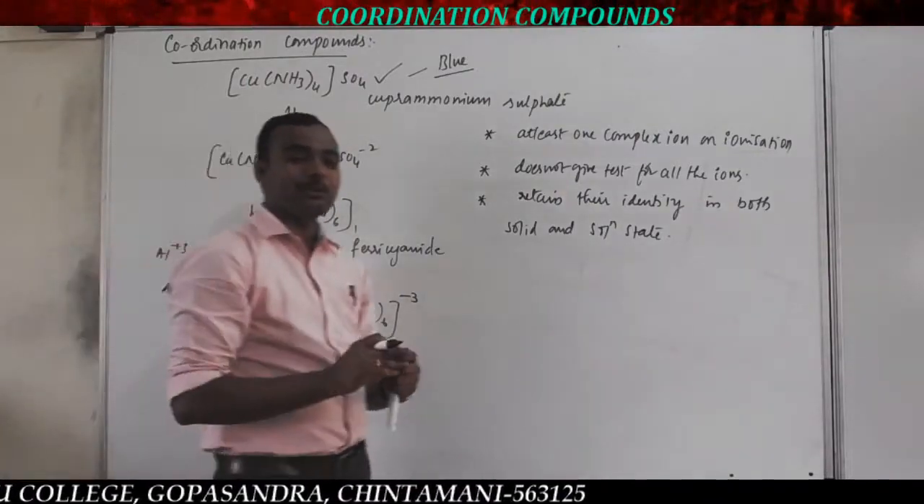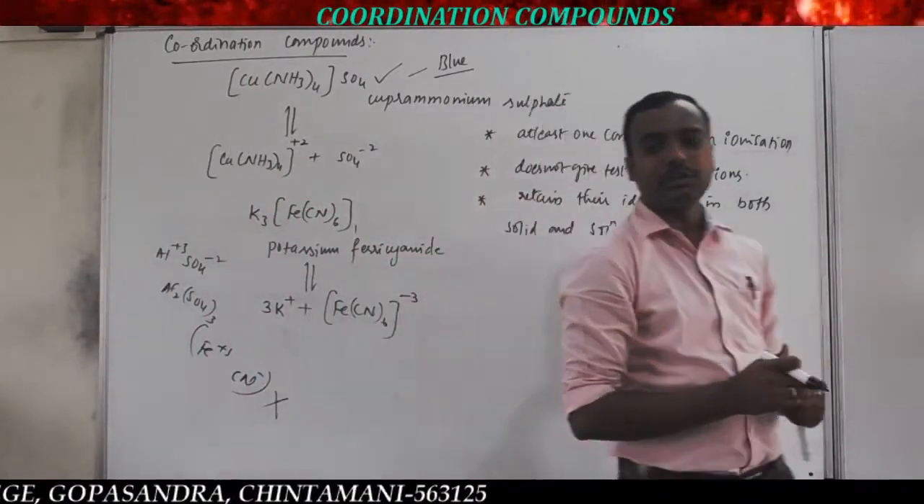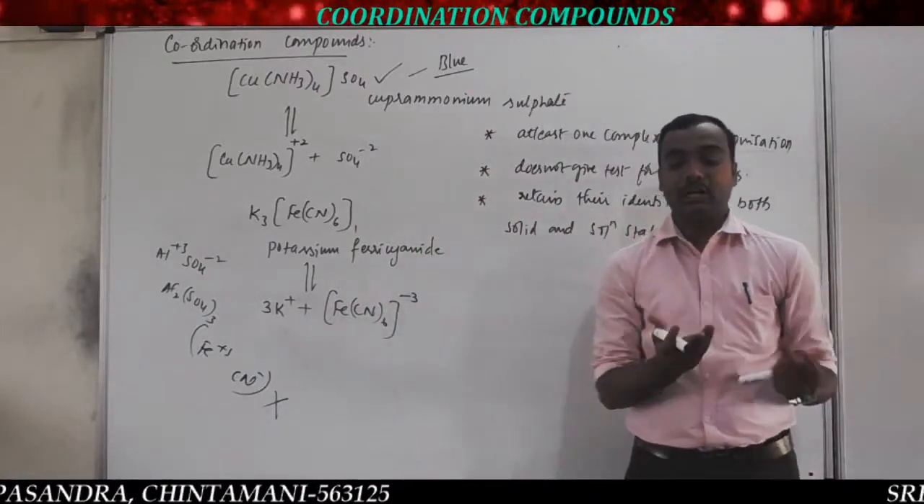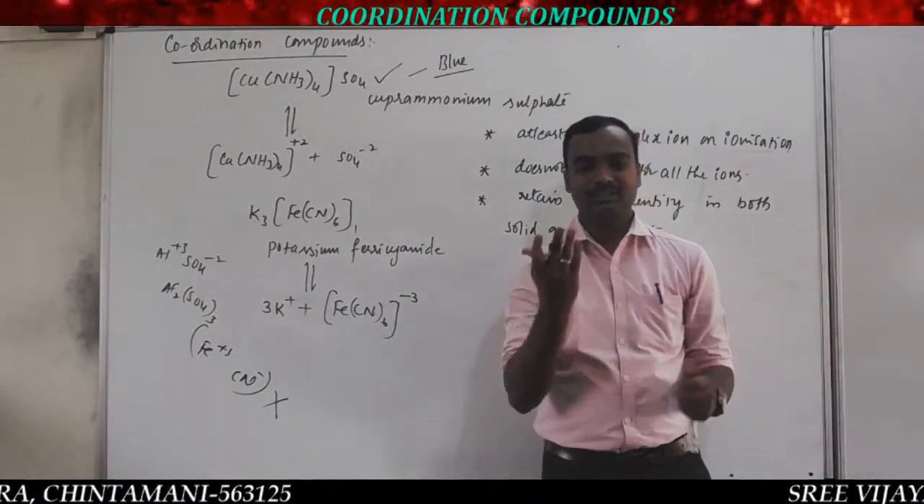Then for a double salt, such as potassium chloride and magnesium dissolved, you can't identify because the solution is colorless.